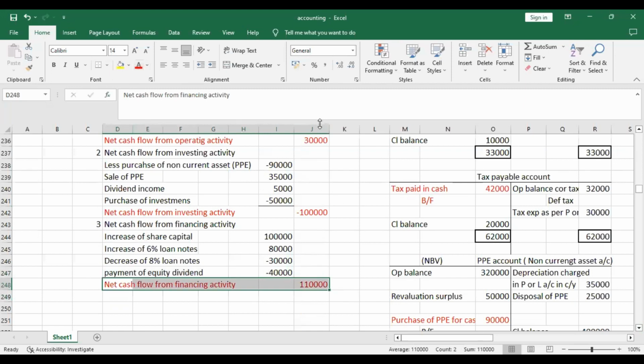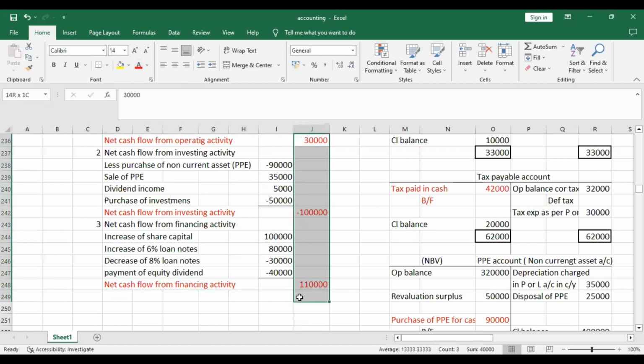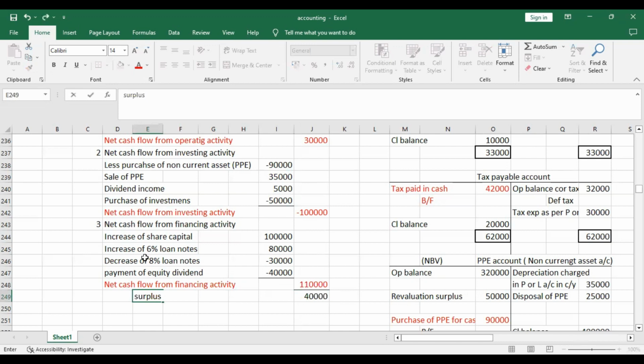So what are you supposed to do? All the three elements you add together. Then what will you get? You will get either surplus or deficit. So here you are getting positive. Why? 30,000 positive, 1,10,000 positive. So it becomes 1,40,000 positive. But 1 lakh is negative from the investing activity. So this is called surplus of cash. Okay. Now, once you identify this, what do you have to take? You have to take the opening balance of cash and cash equivalent.